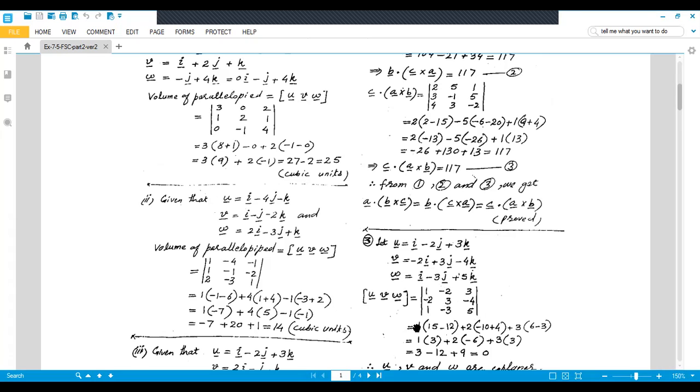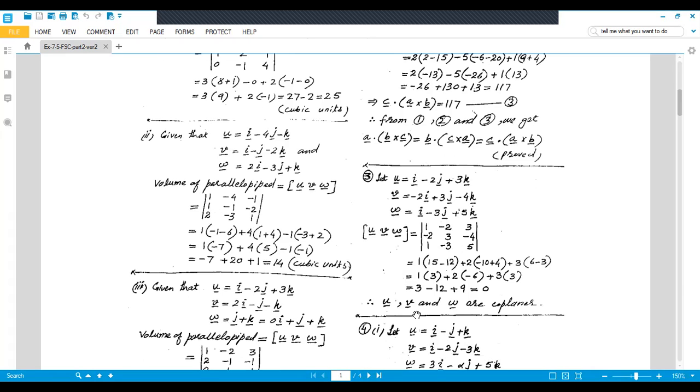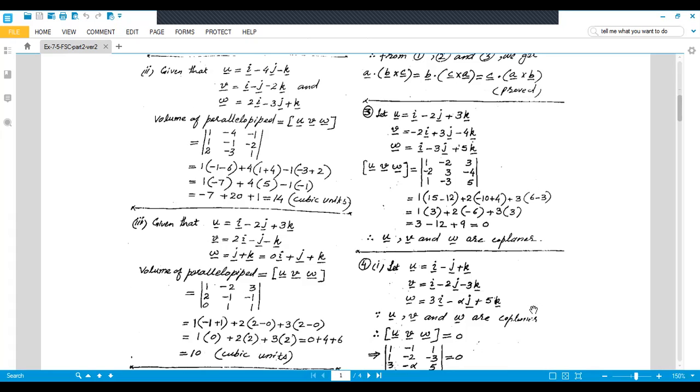You take the determinant: 1, so 3 5s are 15, minus 3 into minus 4, 12, and minus minus plus 12, and then minus 2 into 5, minus 10, minus 1 into minus 4 plus 4 plus 3, and then minus 2 into minus 3 plus 6, minus 1 into 3 minus 3. So when we solve, we get 0, which means that u, v and w are coplanar.